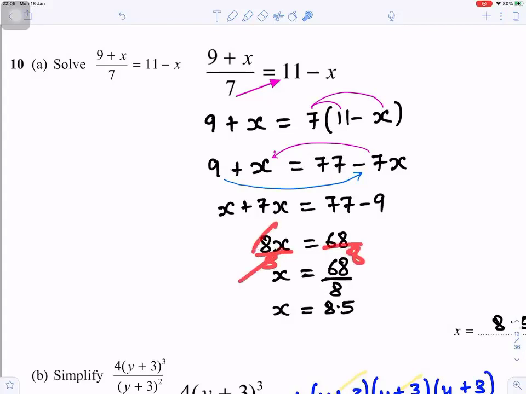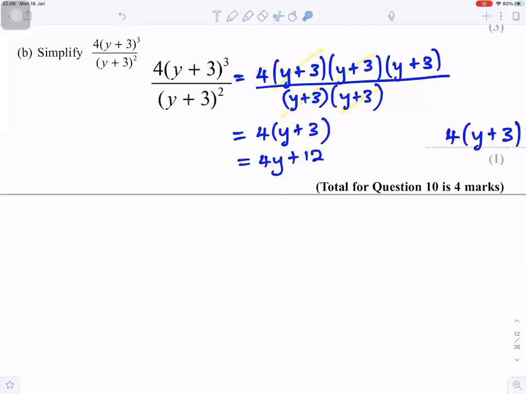This 8 would cancel, and you have 68 divided by 8, which is 8.5. And that's your value for x. Part B, simplify 4 brackets y plus 3 cubed divided by y plus 3 squared.